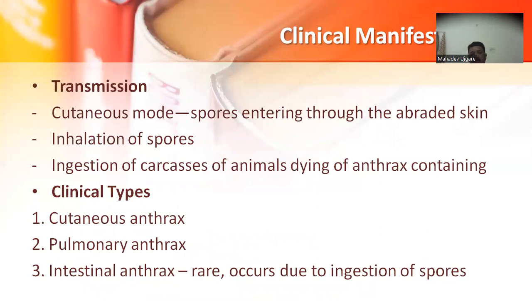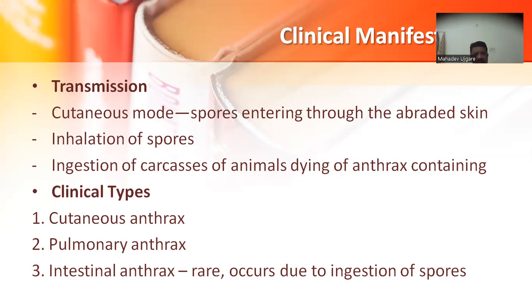Now transmission, how anthrax is transmitted. The first and most important route is the cutaneous mode, in which spores enter through abraded skin. The second route of transmission is inhalation of spores. The most dangerous form of transmission is inhalation of spores, which causes pulmonary anthrax. And the third is ingestion of carcasses of animals dying of anthrax containing spores.